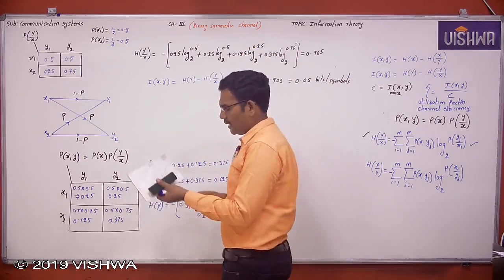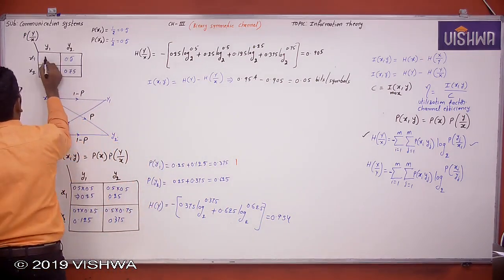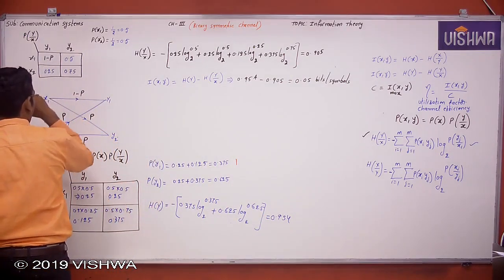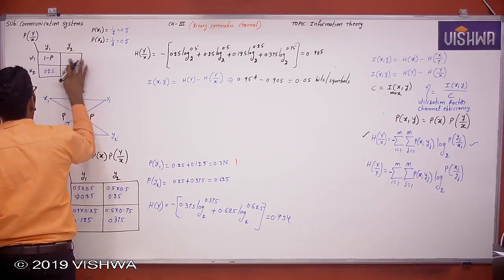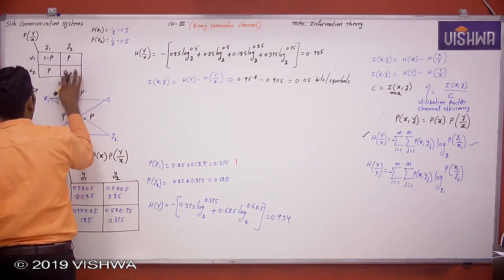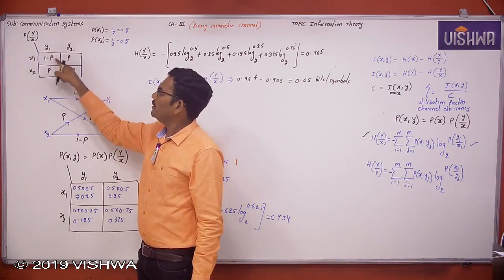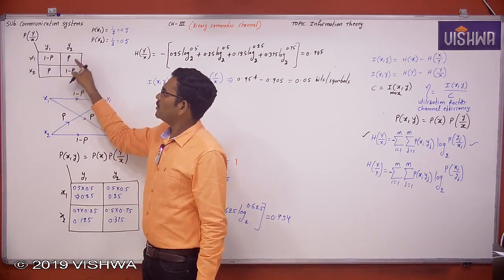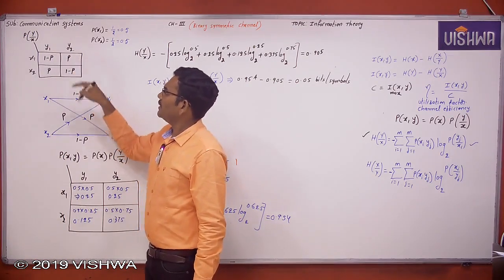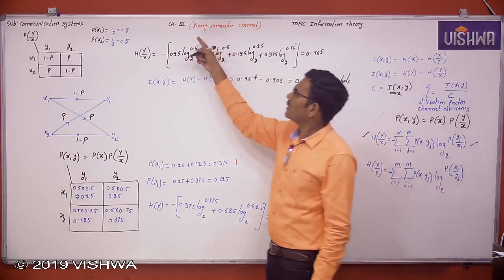Now see here. When x1 is transmitted, y1 is received with a probability of 1 minus p. When x1 is transmitted, y2 is received with a probability of p. When x2 is transmitted, y1 is received with a probability of p. When x2 is transmitted, y2 is received with a probability of 1 minus p. In an easy manner, in the conditional probability, if the diagonal and opposite diagonal probabilities are the same, then that channel is called a binary symmetric channel.